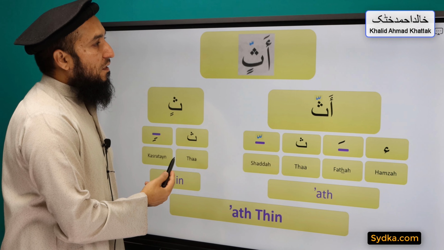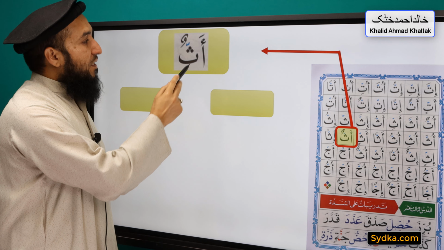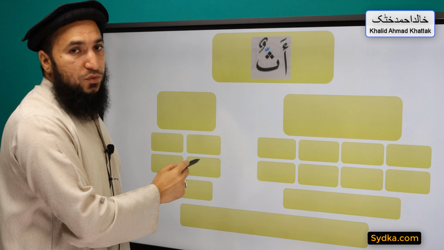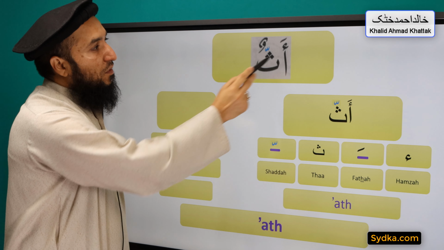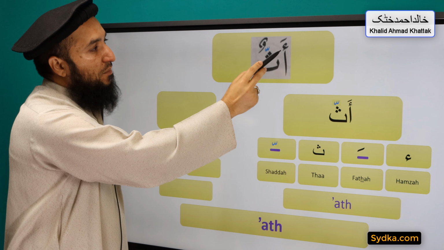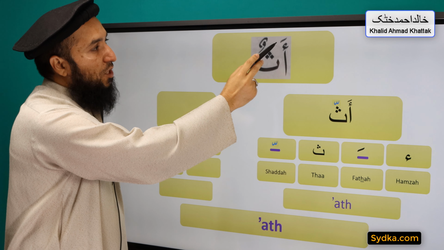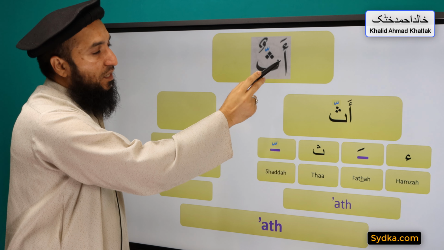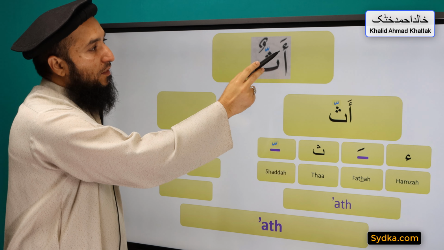The next word we have is athun, and it can be divided into two syllables. The first syllable we have is hamza, fatha, tha, shadda, ath. Hamza is a light letter, it has fatha on top of it, it is followed by tha, tha has a shadda. This alif is silent and it is used as a shape for hamza.